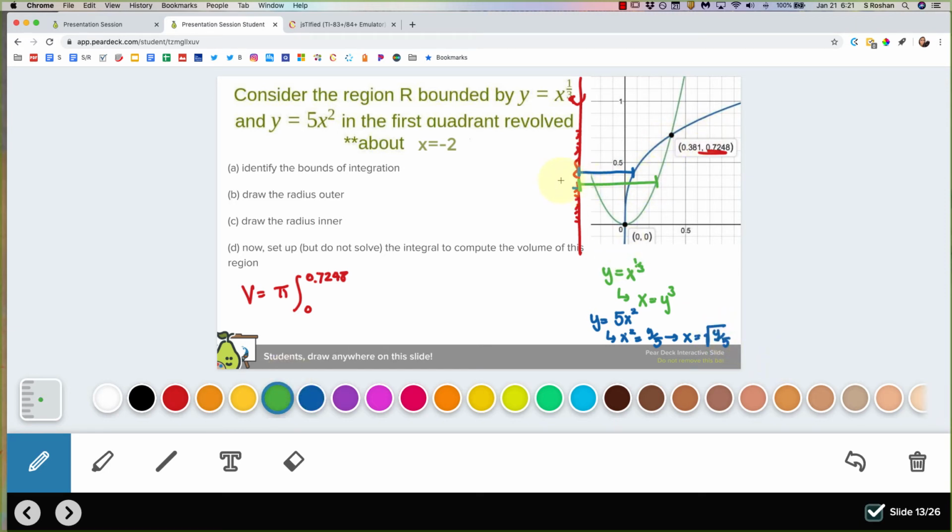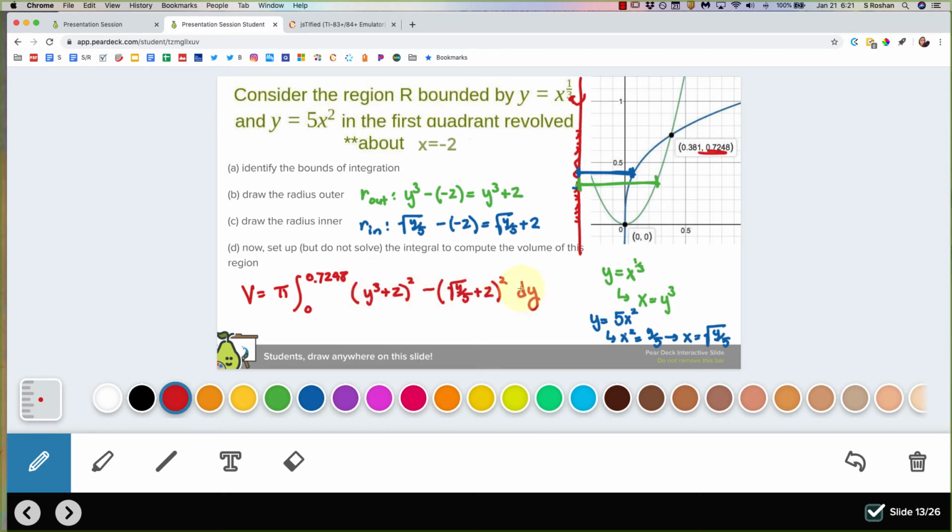So our radius outer is the green one. Right minus left is going to be y cubed minus a -2, so y cubed plus 2. And then our blue one is going to be our radius inner: root y over 5 minus a -2, so root y over 5 plus 2. So our volume is pi times the integral of radius outer squared minus radius inner squared, dy.